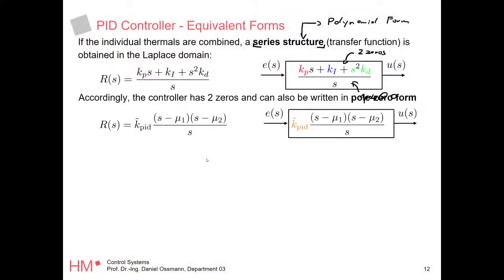But usually if the system comes along with a pole zero form, take your controller in the pole zero form, because you might be able to immediately cancel poles and zeros, right? So okay. The pole zero form of this looks the following.